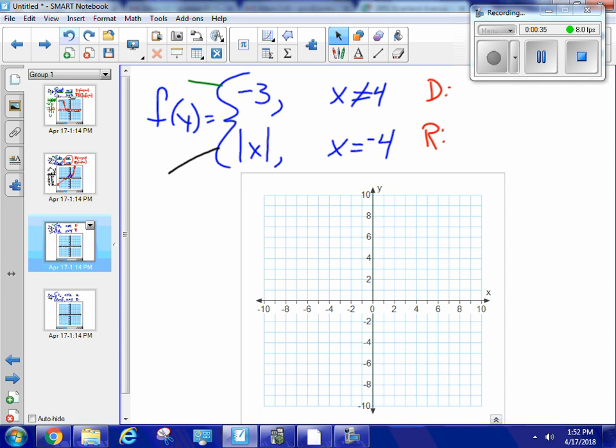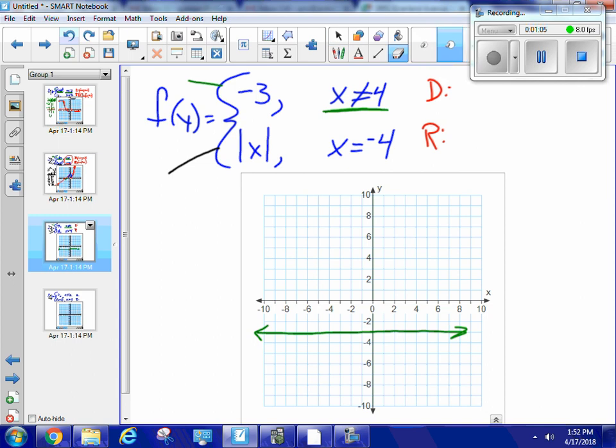So my first function is f of x equals -3. Well, -3 is just a constant. So if I was just to draw -3 as a graph all by itself, it's just going to be a nice horizontal line right there at -3 going on forever. But this is telling me, well, I want it to be equal to -3 every single place except not where x is equal to 4.